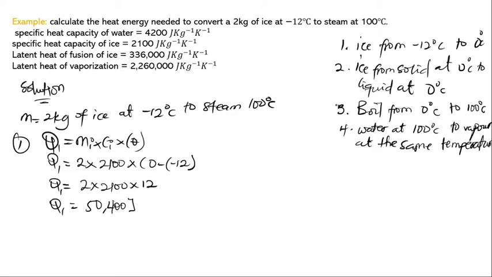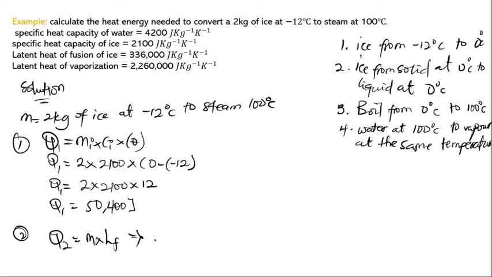Now the second aspect of the calculation is that we have to convert the ice from the solid state at 0 degrees Celsius to a liquid state at the same temperature. So we are converting from solid to liquid, which means we are dealing with latent heat of fusion. So for our second heat energy, if we have a change in state and that change involves the latent heat of fusion, all we need to do is multiply the mass by the latent heat of fusion, and then we get the heat energy in that process.